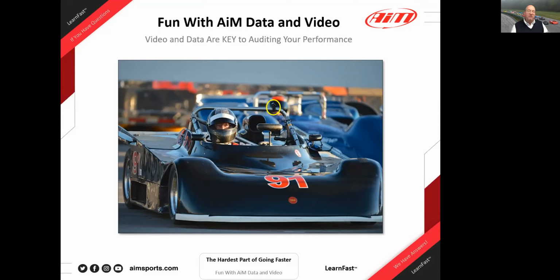But video and data are key to auditing your performance. What we're trying to do is wrap our heads around the idea of making ourselves comfortable being slightly uncomfortable. We have to push the edges. Too many drivers start by doing the same thing, coming back into the paddock and expecting a different result, a different lap time, a different plus minus, any of that sort of thing.